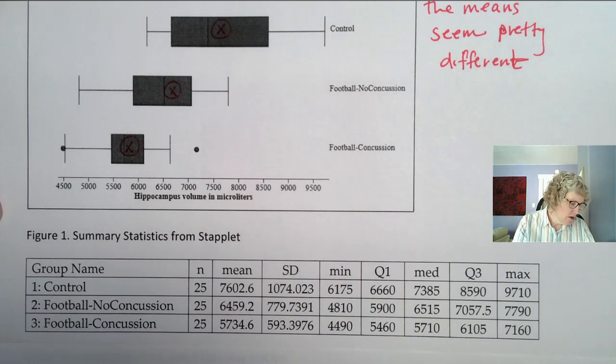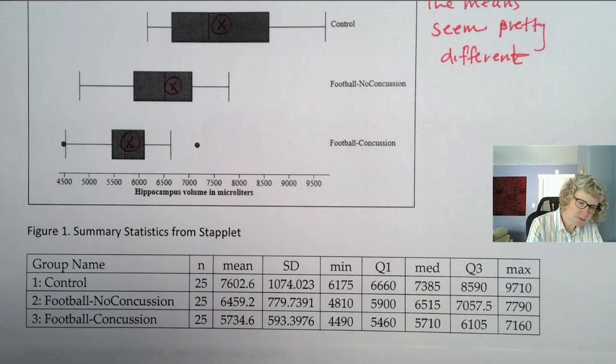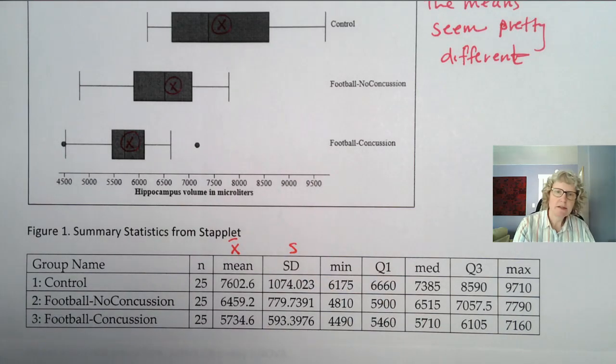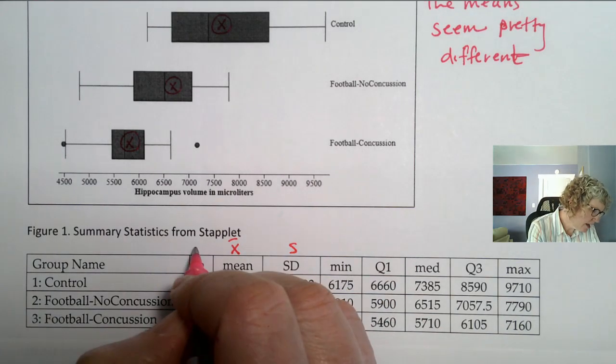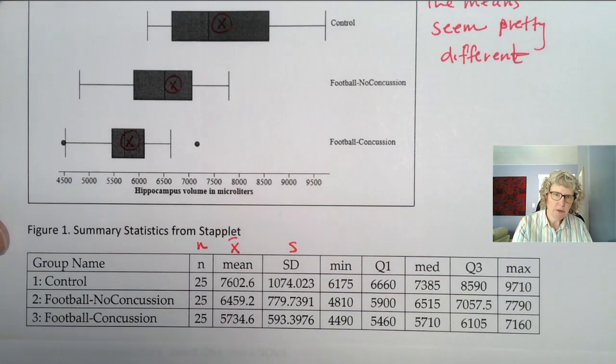Okay, and here is our summary statistics. So I guess I had my means right here the whole time. These are X bars, these are our S's, right? And these are our N's. So those are probably what we're going to use the most. Those are our 3 groups.